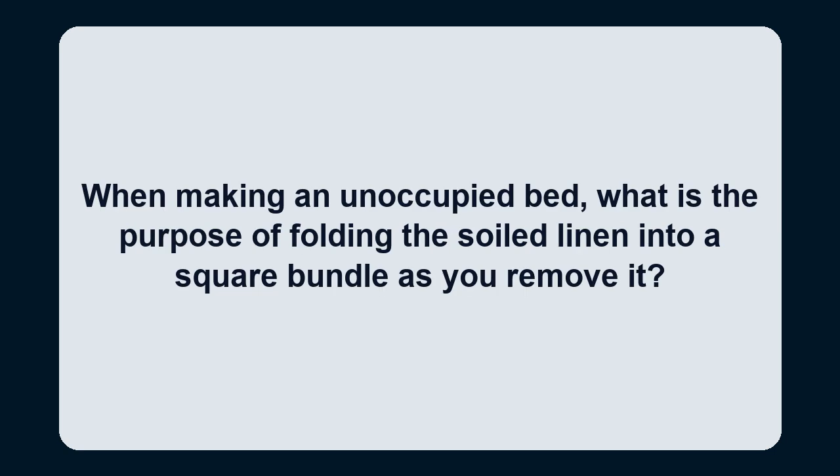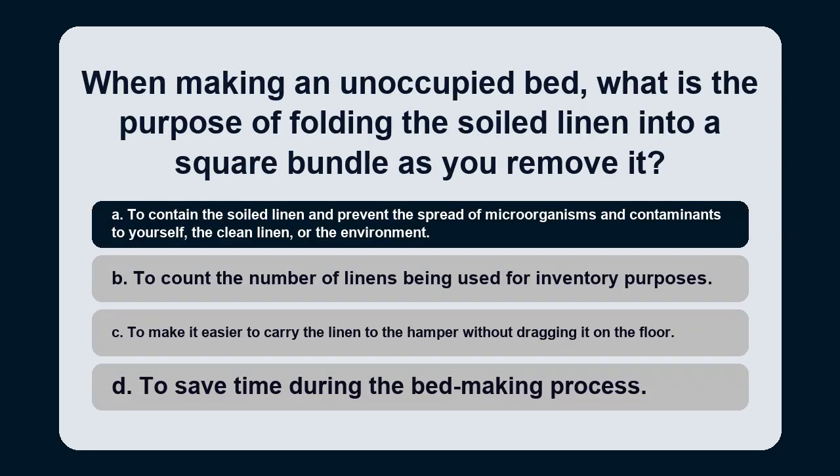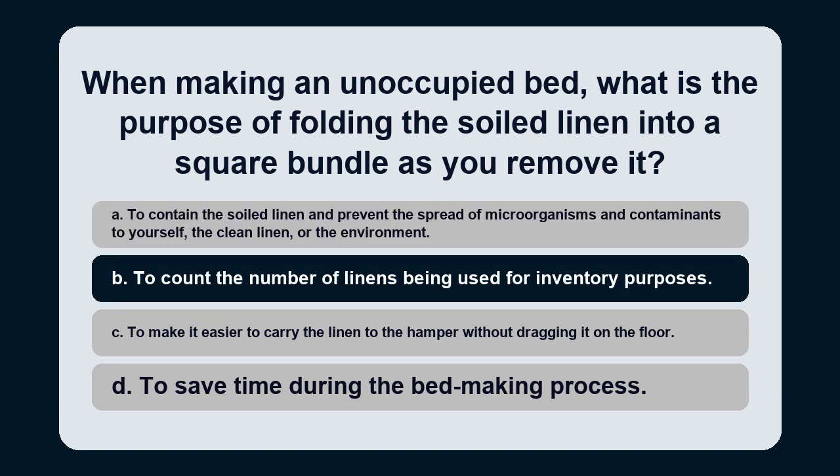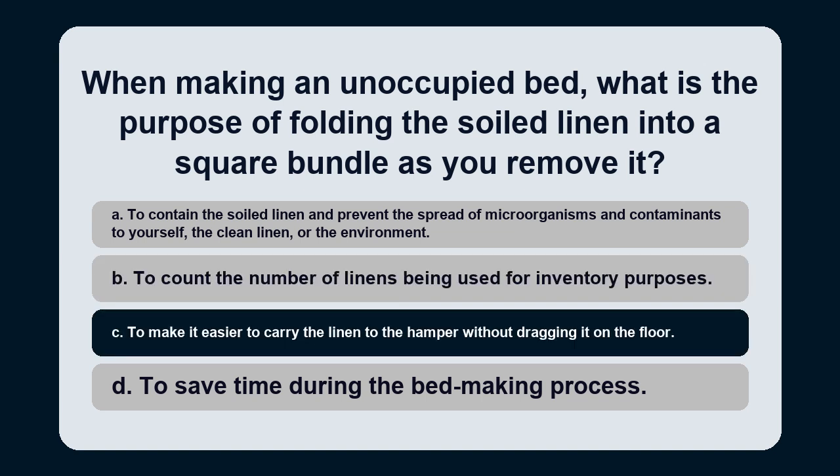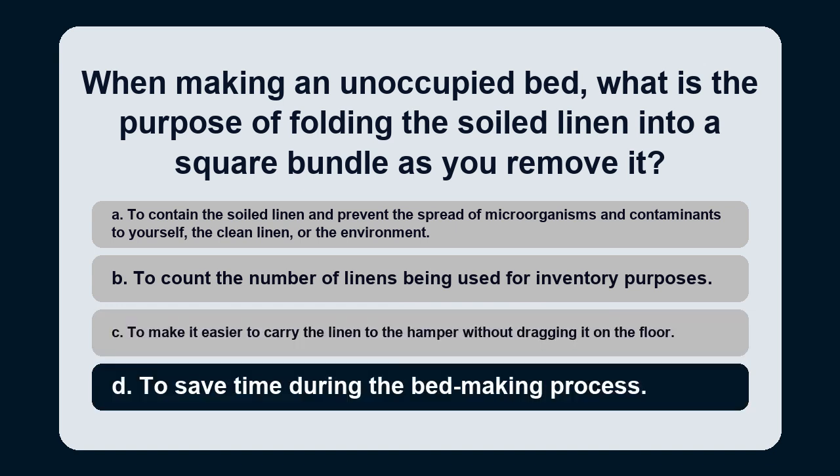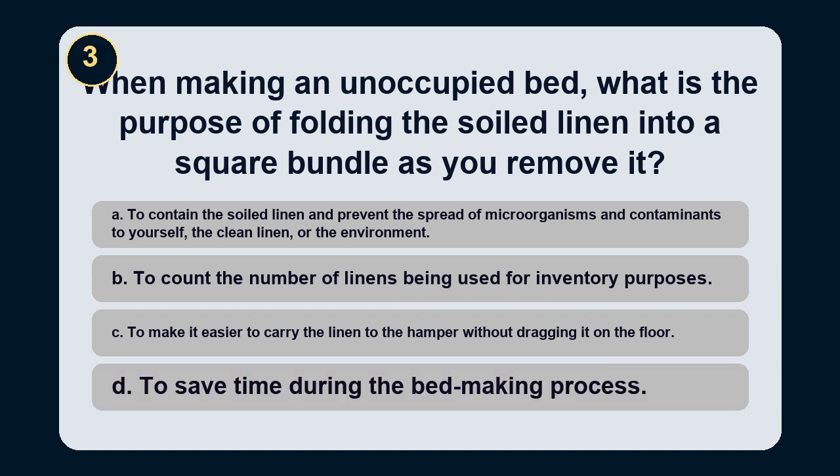When making an unoccupied bed, what is the purpose of folding the soiled linen into a square bundle as you remove it? Option A. To contain the soiled linen and prevent the spread of microorganisms and contaminants to yourself, the clean linen, or the environment. Option B. To count the number of linens being used for inventory purposes. Option C. To make it easier to carry the linen to the hamper without dragging it on the floor. Option D. To save time during the bed-making process.